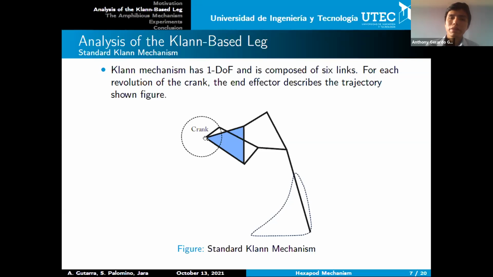a function of the 6 links, the angle of the bent links of the mechanism, and the crank angle. And this function is obtained by dividing the mechanism into 2 four-bar linkages, as I mentioned before. So this is a standard crank mechanism.